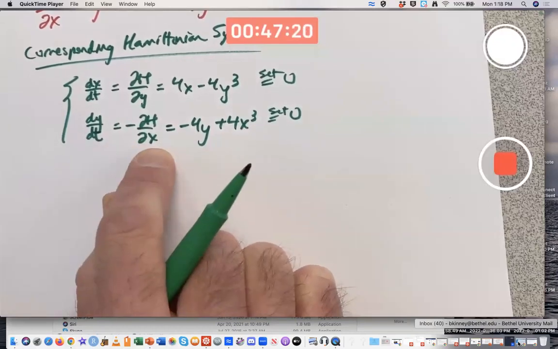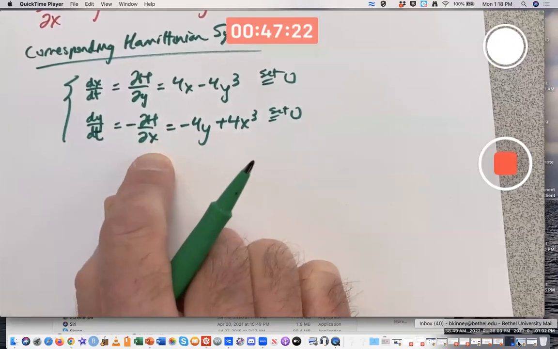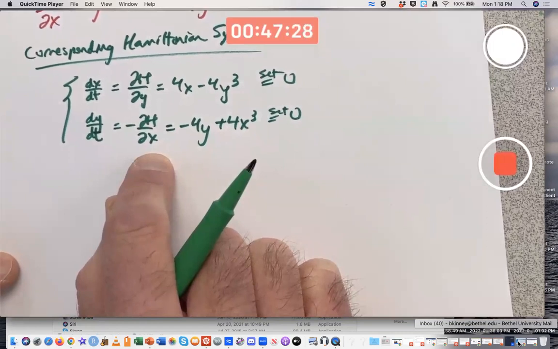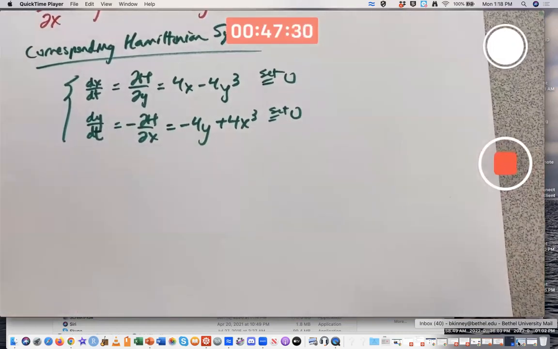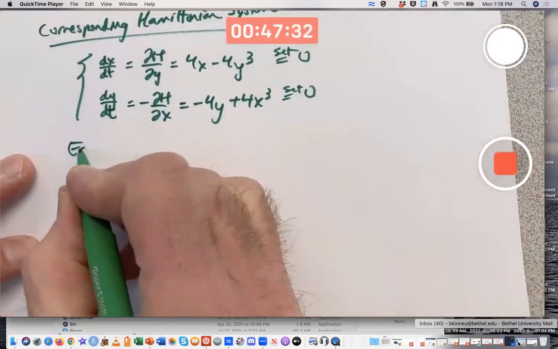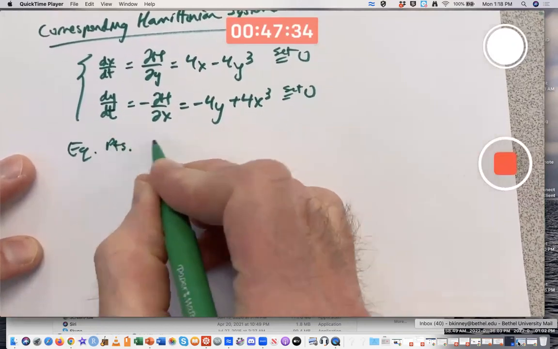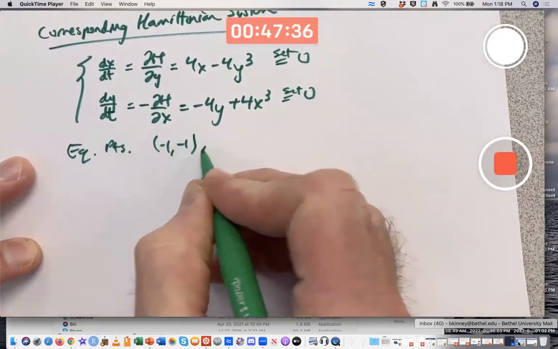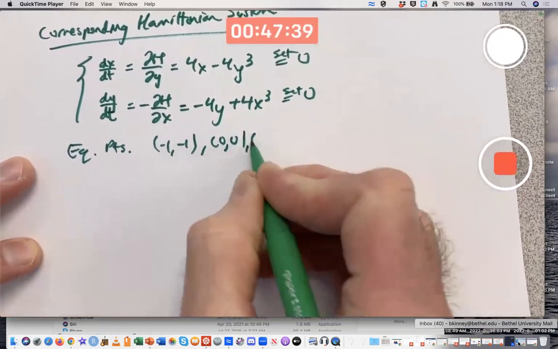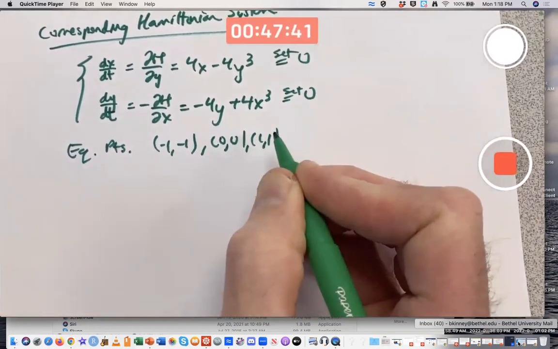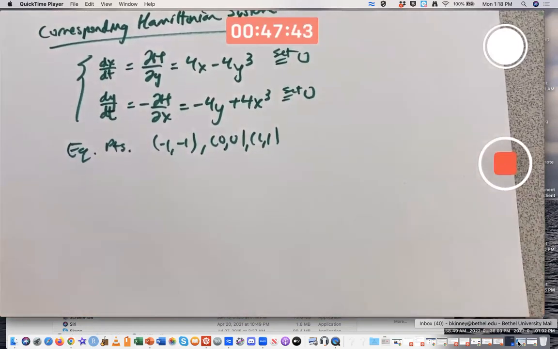Because whether dH/dx equals 0 or negative dH/dx equals 0, it is the same set of points. So the equilibrium points are the same. The equilibrium points are still (-1, -1), (0, 0), and (1, 1). But the Jacobian matrix is different.